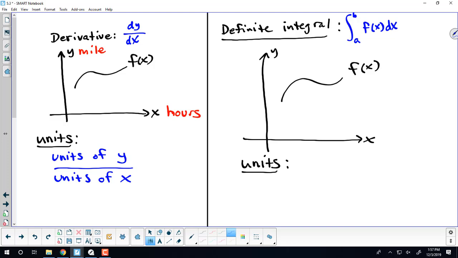Right. So I'm just going to erase miles per hour, but when we find an antiderivative or a definite integral, what are the units? Units of area. So with the definite integral, notice what we have here. Here's our y, here's our x. So it's y times x. Units of y times the units of x, right?